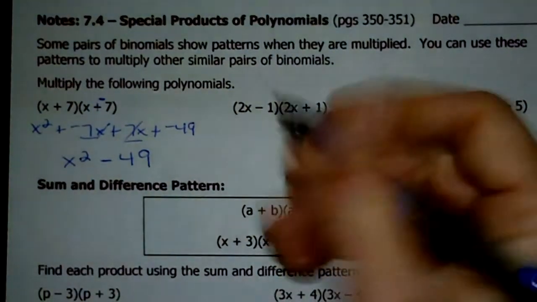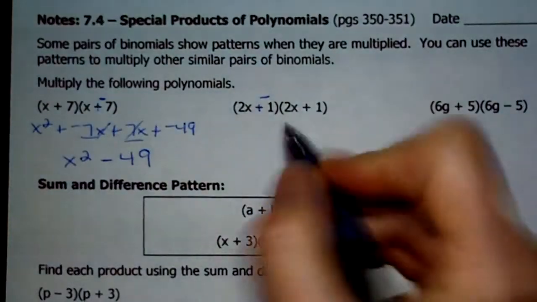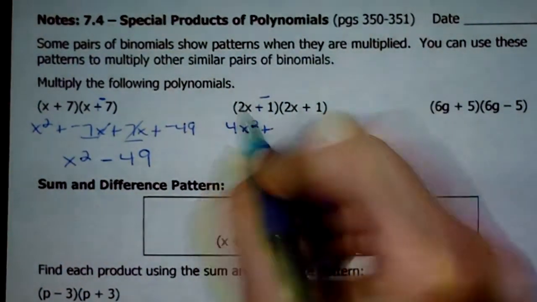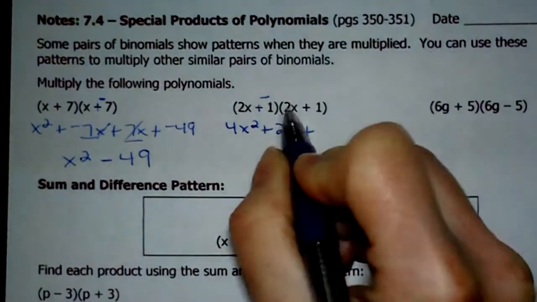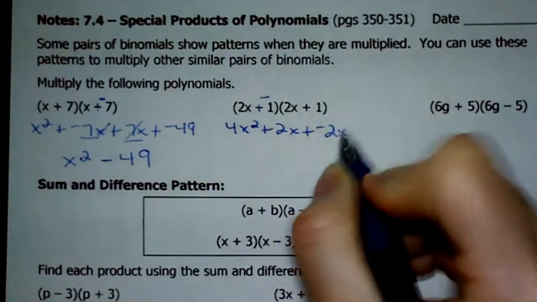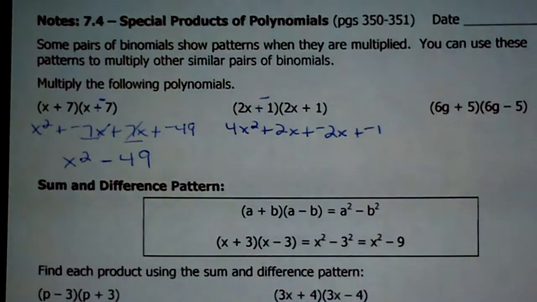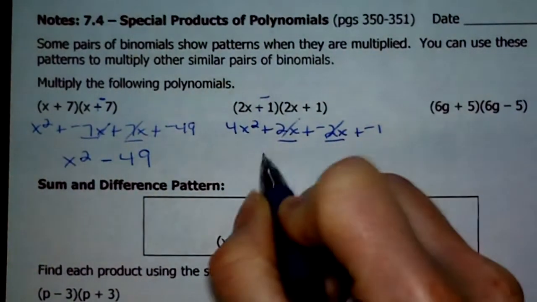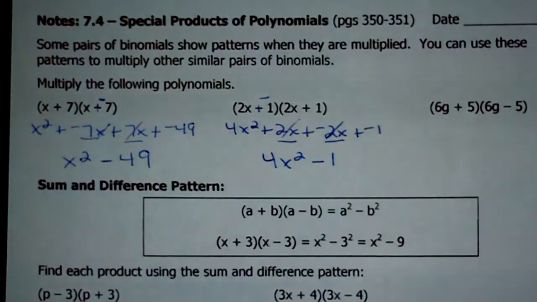All right, let's do this again. This time the subtraction's first and the addition second. Okay, so 2x times 2x, that's 4x squared. And then outside, 2x times 1 is 2x. Inside, negative 1 times 2x is negative 2x. And last, a negative 1 times a positive 1 is a negative 1. We go ahead, combine like terms. 2x and negative 2x cancel out. I'm left with 4x squared, and then plus negative 1 is the same as minus 1.